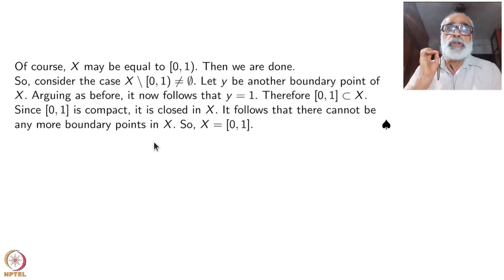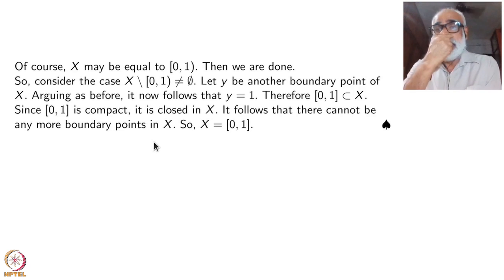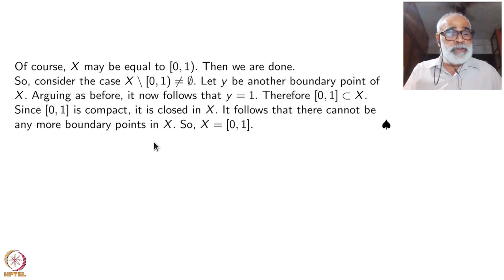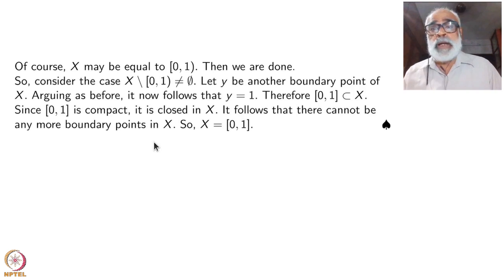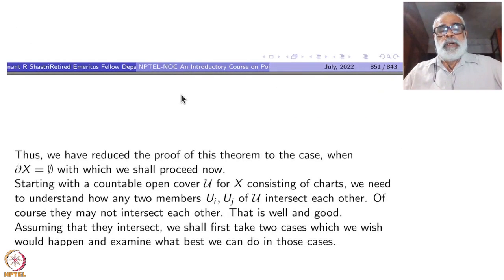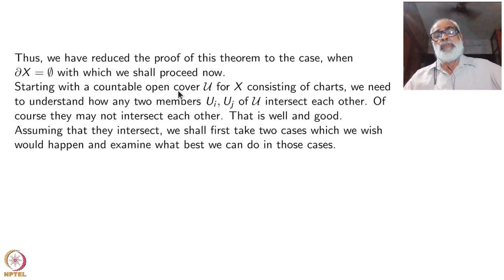But here I have used an even stronger property. So it's easier here, namely, that the whole space, I am not assuming that it is a compactification, I am just assuming it is a manifold with boundary. Manifold, one dimension manifold with boundary. Okay. Since it is a boundary, I already have that the closure of the interior of X is the whole of X. All that I am using is that. Okay. So what we have done is, we have reduced the proof of the original theorem to the case when boundary of X is empty. That means it is a manifold in our original definition, with which we shall proceed now.